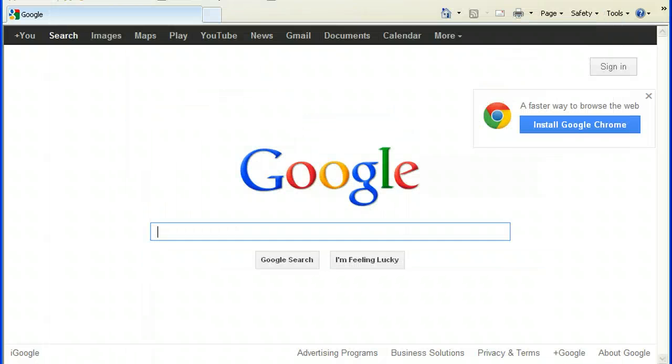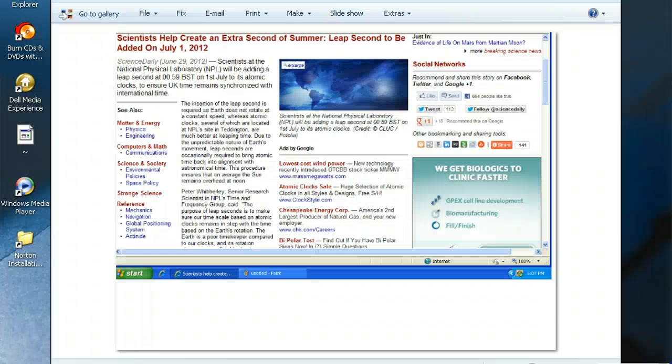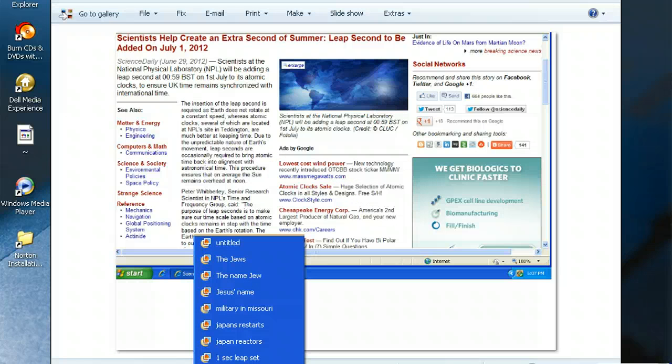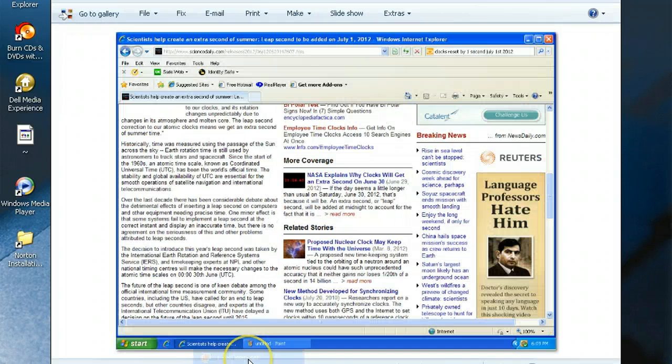And I captured a little... Whoop, that's the wrong one. We didn't want Google. But I captured a little bit more about it, and you can read on. This article can be found, I believe, on Science Daily.